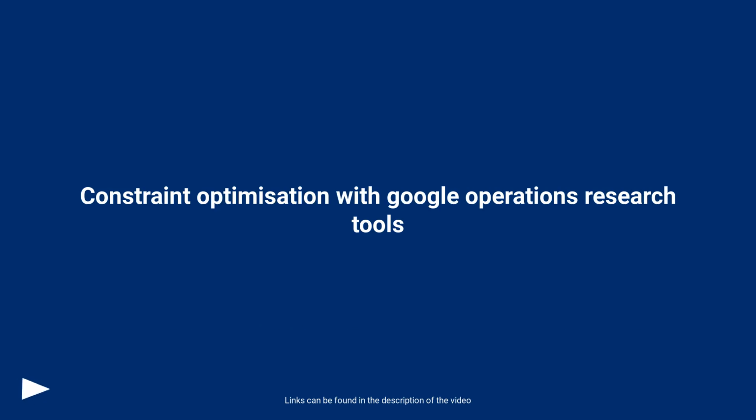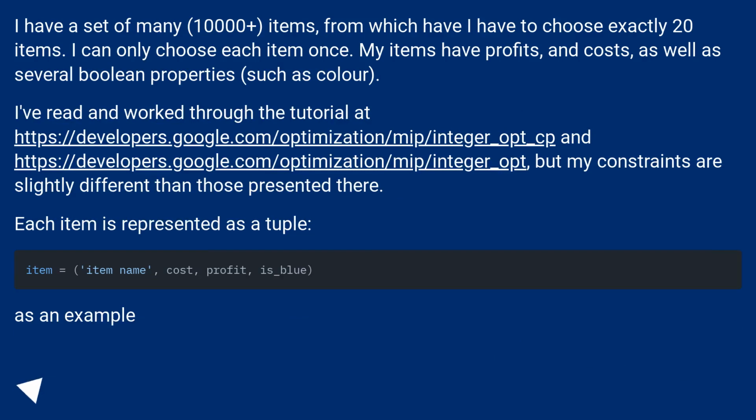Constraint optimization with Google Operations Research Tools. I have a set of many, 10000 plus items, from which I have to choose exactly 20 items. I can only choose each item once. My items have profits and costs, as well as several Boolean properties, such as color.